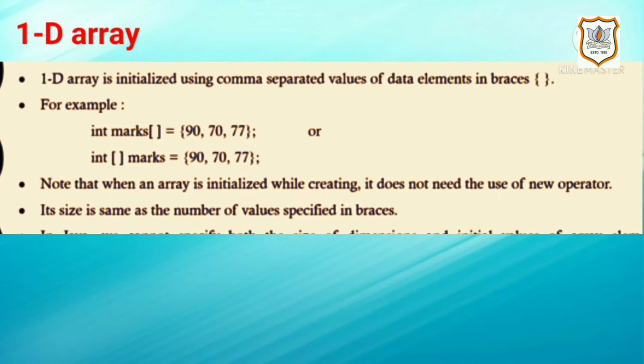For example, int marks[] = {90, 70, 77}; or int[] marks = {90, 70, 77}; When an array is initialized while creating, it does not need the use of new operator. Its size is same as the number of values specified in braces.